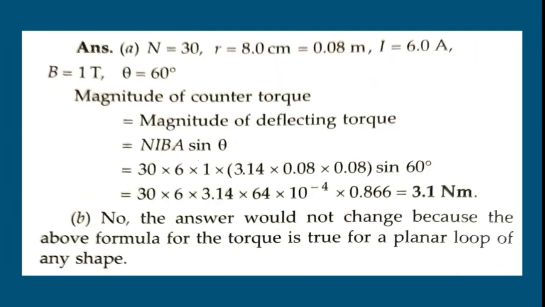So here, the first part is to find the counter torque. The important point is that the counter torque is the same as the deflecting torque. So the deflecting torque we have is NIBA sine theta. Substituting, all the details are given. Radius is given, so you have to find the area. Converting centimeter to meter, we substitute and get the answer 3.1 Newton meter as the torque.